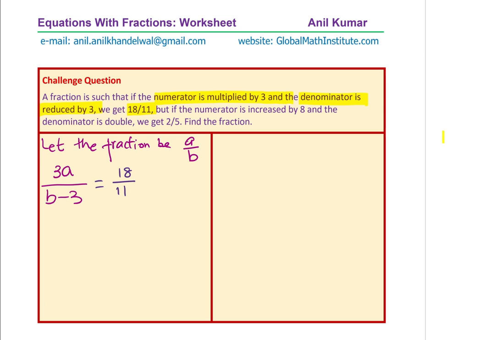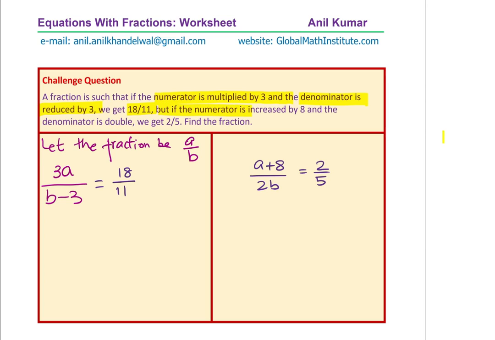Now, let's look into the second statement, which says, but if the numerator is increased by 8, so let us increase the numerator by 8. And the denominator is doubled. Denominator is b, it is doubled. Then we get 2 over 5. So we have two different equations. You get the idea. And that is why this is a challenge question.